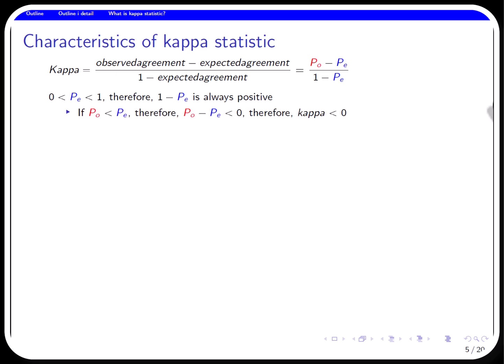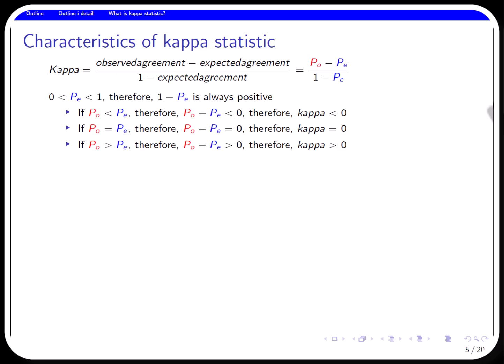If PO is smaller than PE, which means observed agreement is worse than expected agreement, the Kappa will be negative. If PO equals PE, which means observed agreement is the same as expected agreement, the Kappa will be 0. If PO is larger than PE, which means observed agreement is larger than expected agreement, the Kappa will be positive.